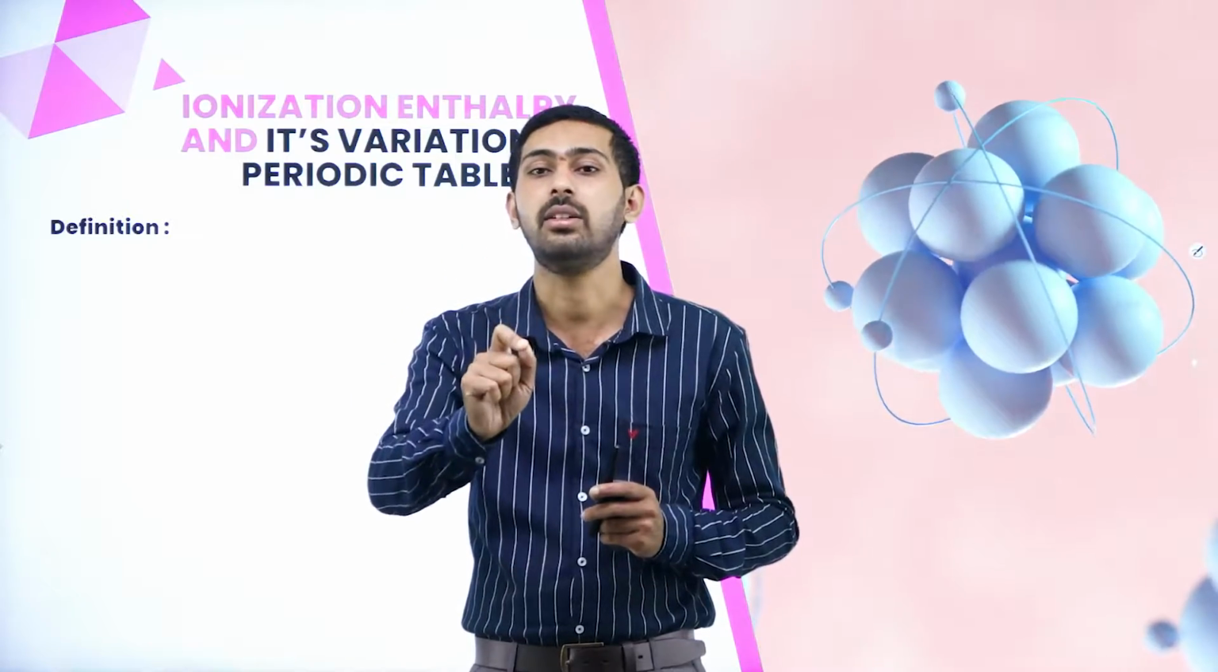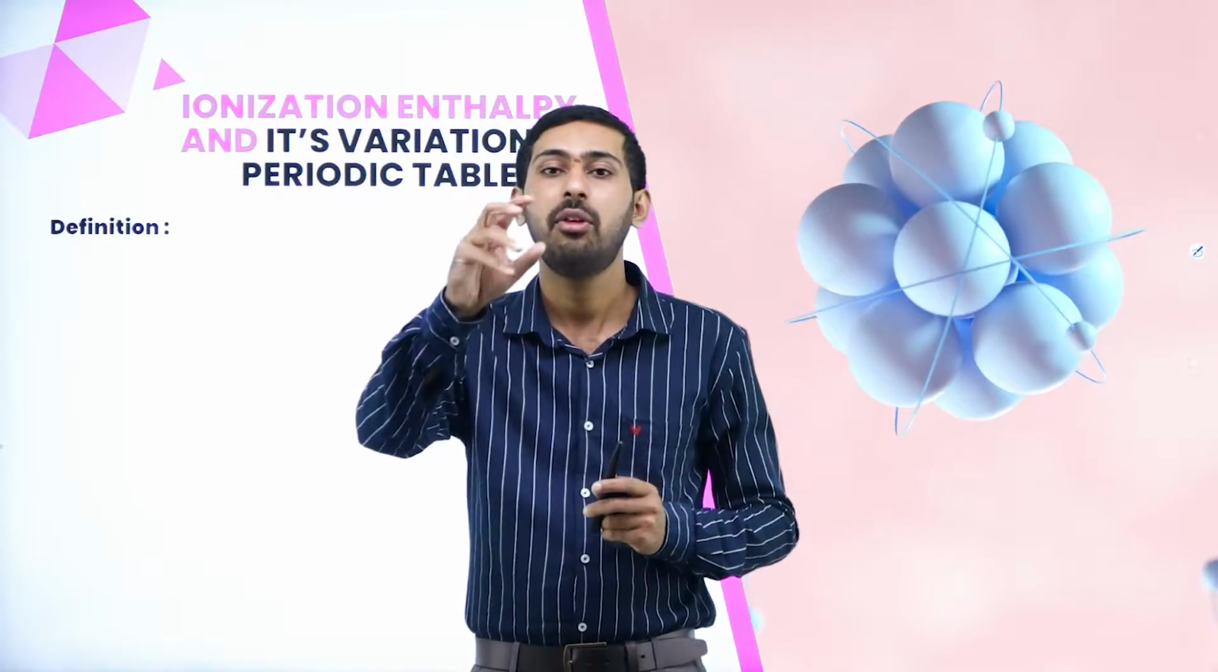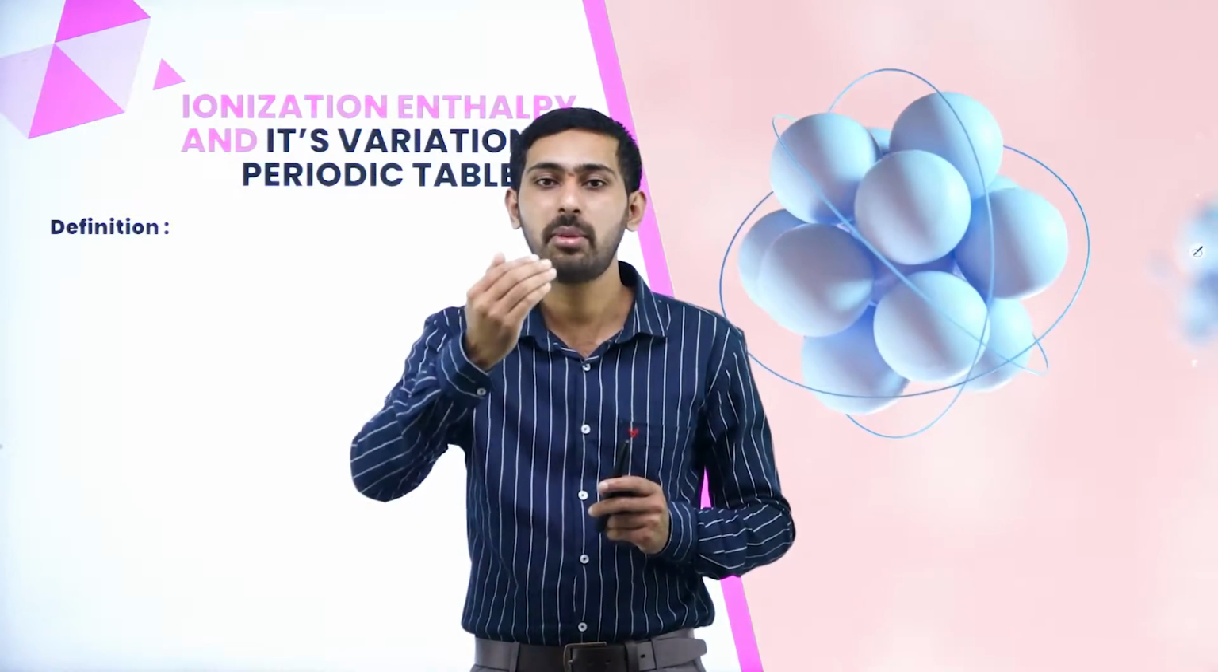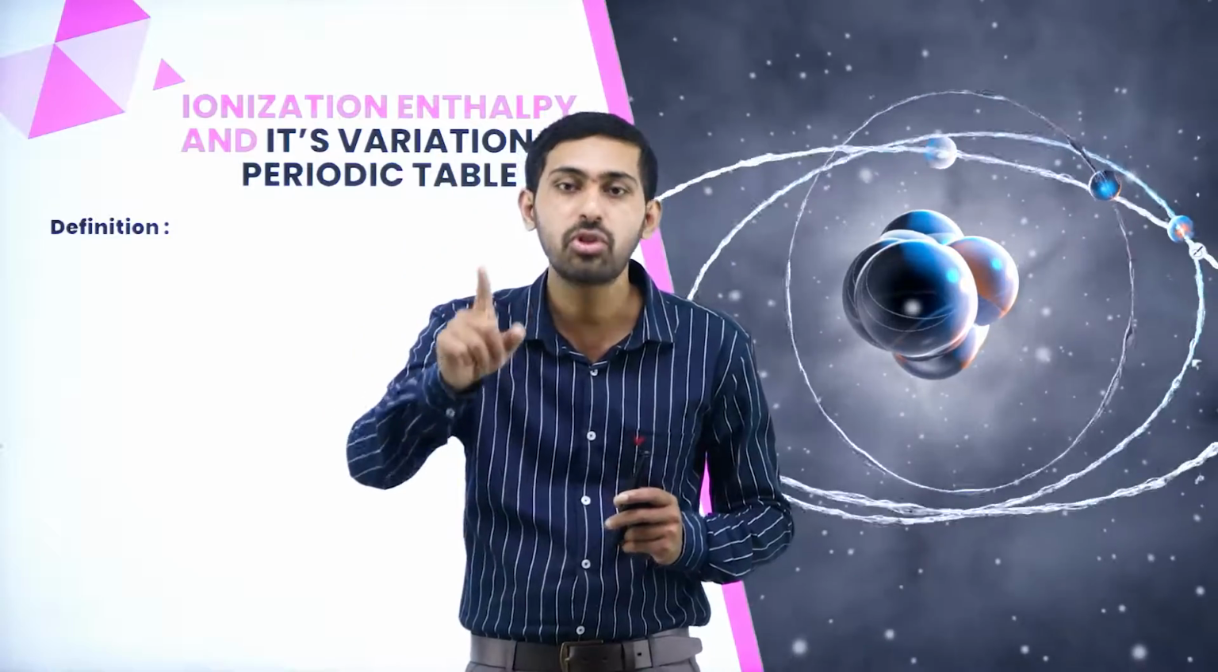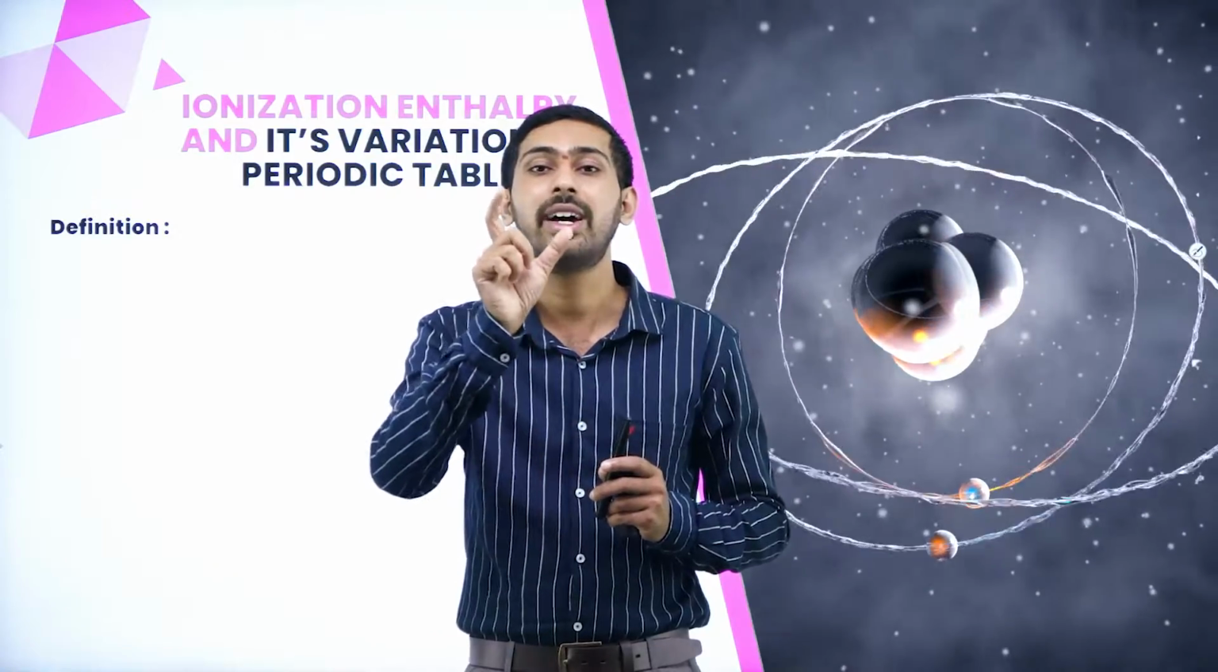Next thing is ionization enthalpy and its variation in the periodic table. Can we give a definition of this? What is the ionization energy? It is the amount of energy required to remove an electron from the outermost shell of a gaseous atom. When the atom is in the gaseous state, we have to remove one electron, and for that we need some amount of energy. That energy is considered as ionization energy, the energy required to remove an electron from the outermost shell of a neutral gaseous atom.